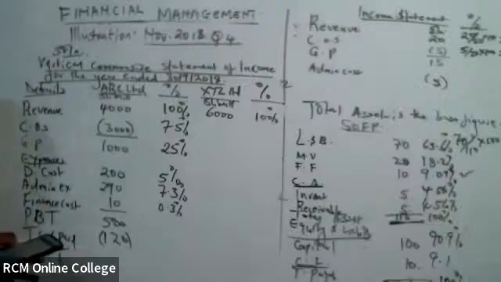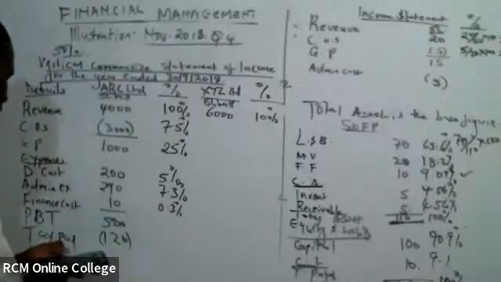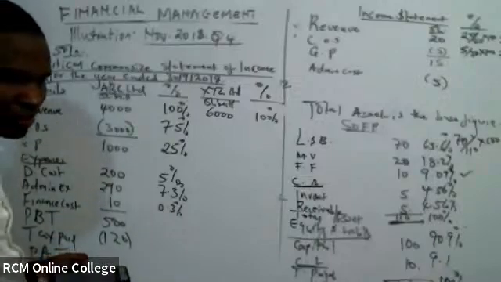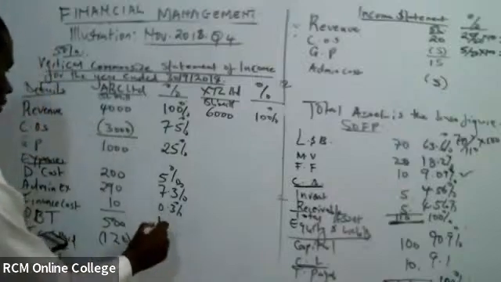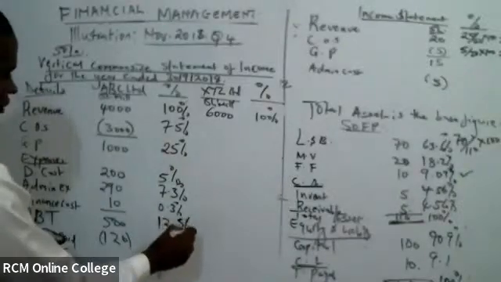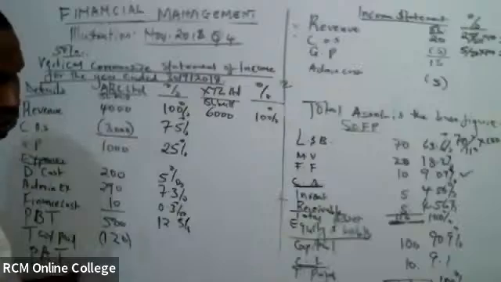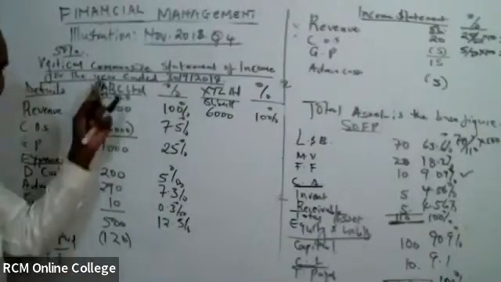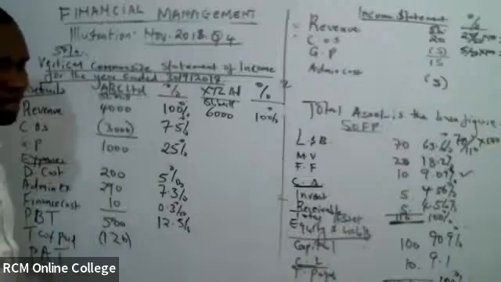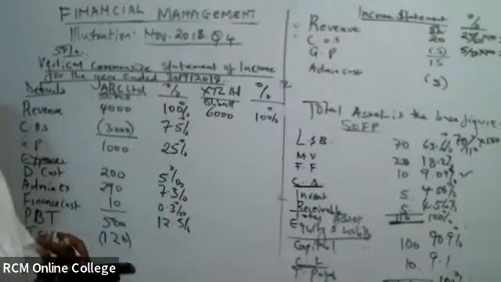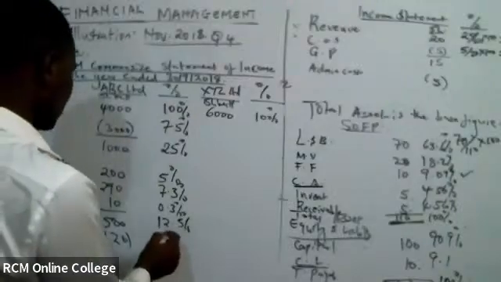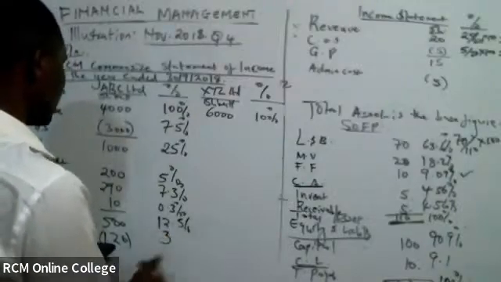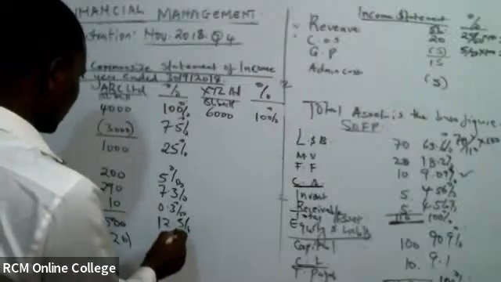Profit before tax percentage: 500 divided by 4,000 times 100, 12.5%. And then we move to the tax: 120 divided by 4,000. Always remember to refer to the sales under vertical analysis. So this is 3%. And then we get the profit after tax.